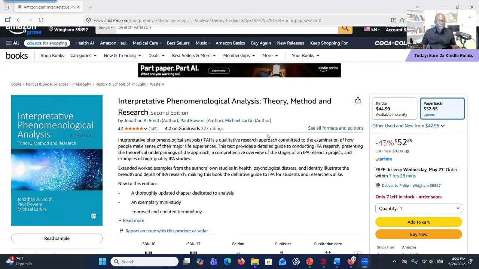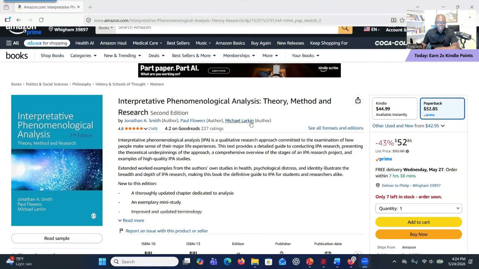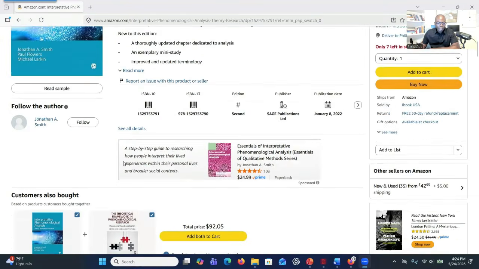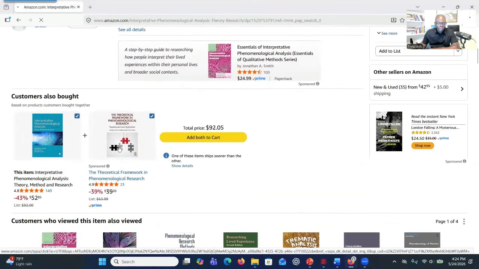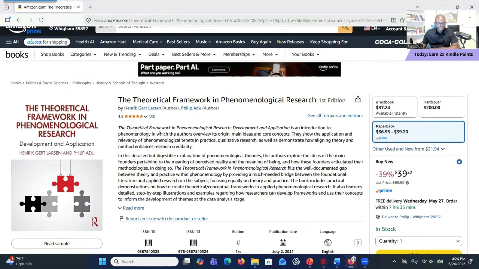If you want to learn more about interpretative phenomenological analysis, there are two books that I want to recommend. The first book is Interpretative Phenomenological Analysis: Theory, Method, and Research, the second edition, by Smith, Flowers, and Larkin. It is so helpful if you want to understand how to use this approach. And the second book that I want to recommend is the one written by Lawson and me, right? This book is also going to be very helpful for you.